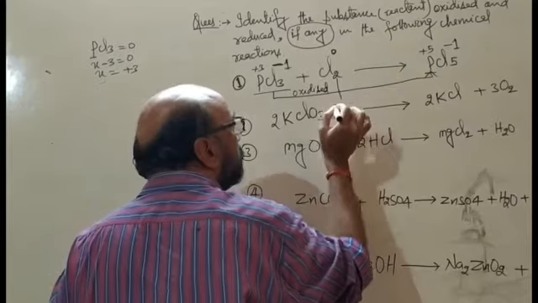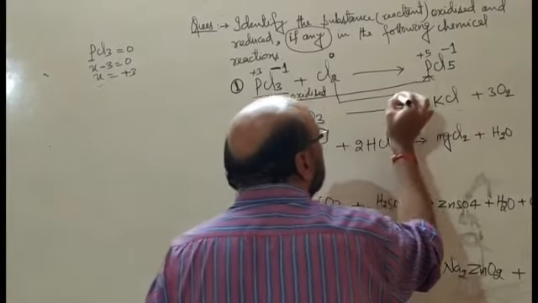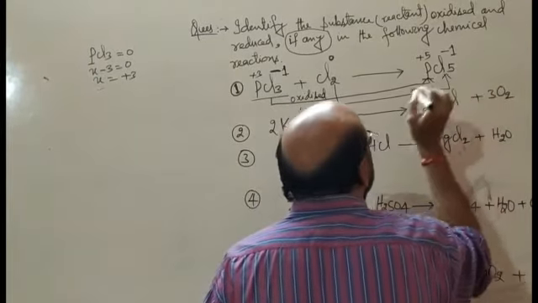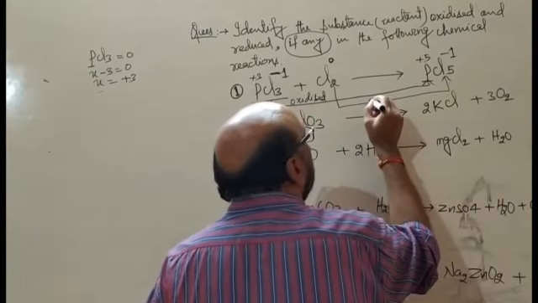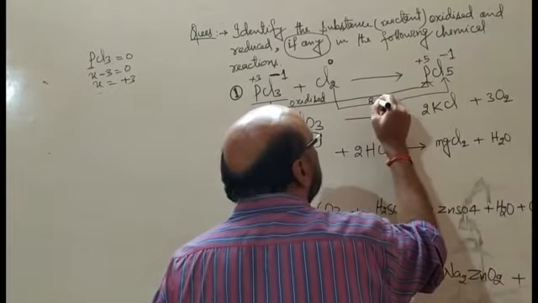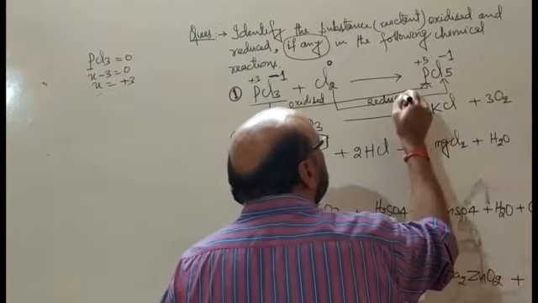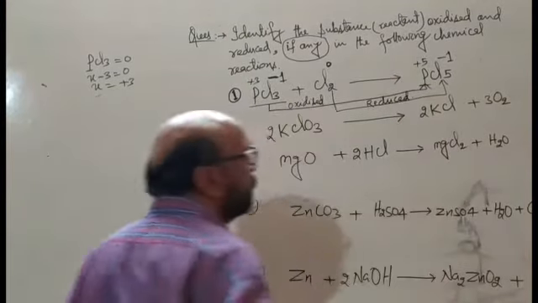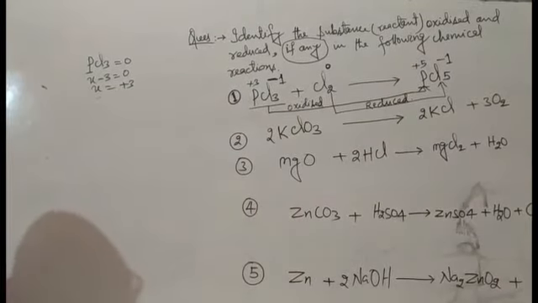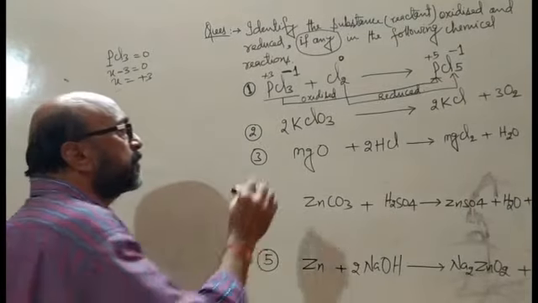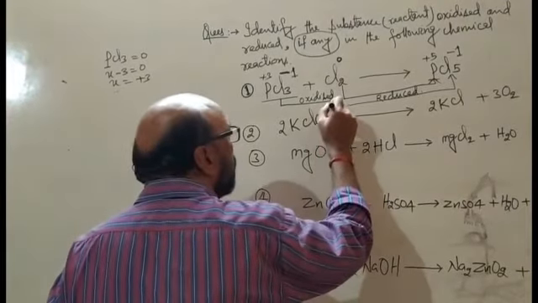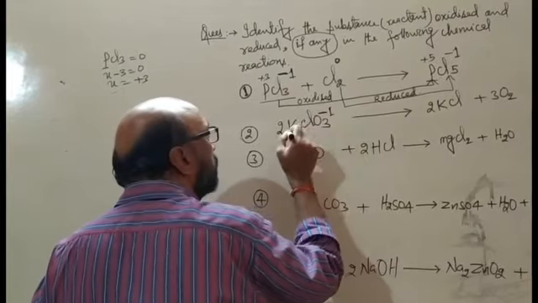And the oxidation state of chlorine is decreased. Therefore, chlorine is reduced. Clear? In the next reaction again, you used to write the oxidation state of oxygen as minus 1.